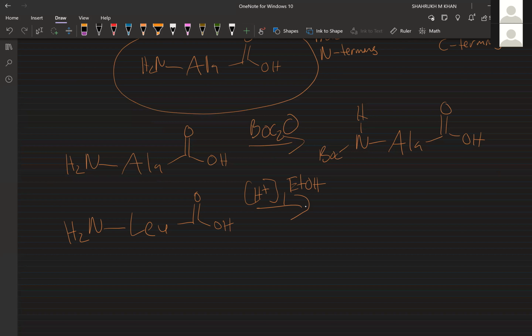Did he teach you that you could use any alcohol here to esterify it? I think he'll accept that. You could ask him on Tuesday if he's looking for a certain thing. The Boc2O is only used to protect the N terminus, right? For the C terminus, you could really use H plus in any alcohol. It really doesn't matter. I'm just going to use ethyl.